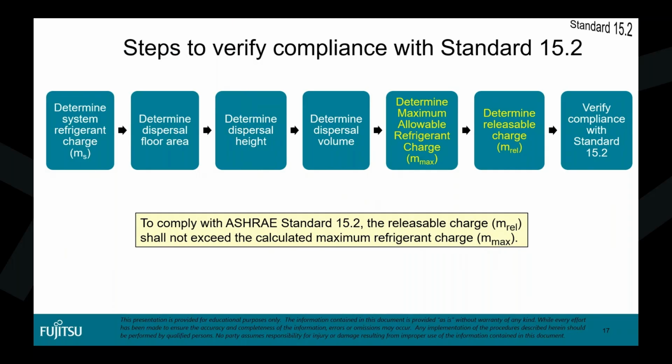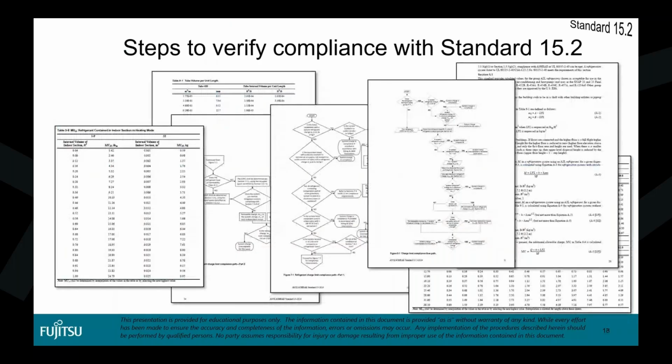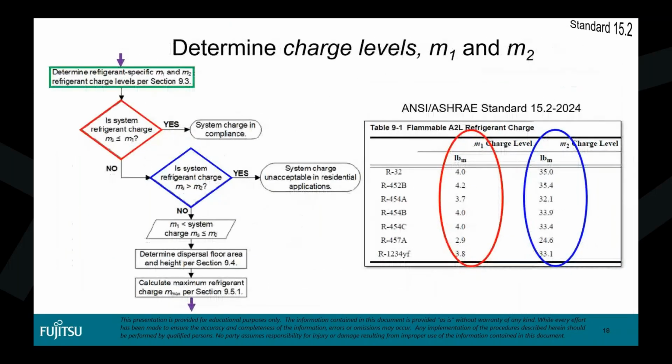Anyhow, when we have that information, we can determine the M max. That's the maximum allowable charge. And then when that's done, we compare that with the MREL, that is the system charge. And then we see if we comply or not. So this standard is a lot of tables, text, logic, flow charts and things. I'm going to simplify it, which I can do because we're using heat pumps. We're not doing chillers or anything else. We're using A2L refrigerants.